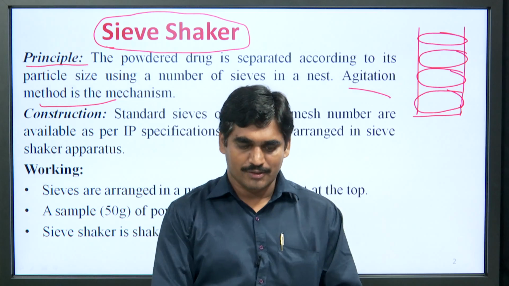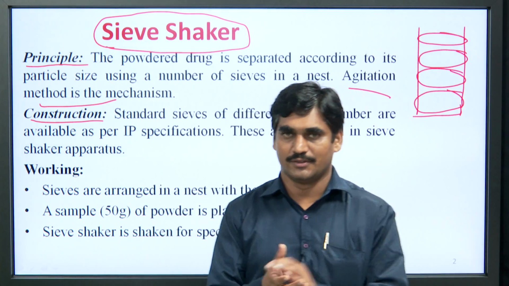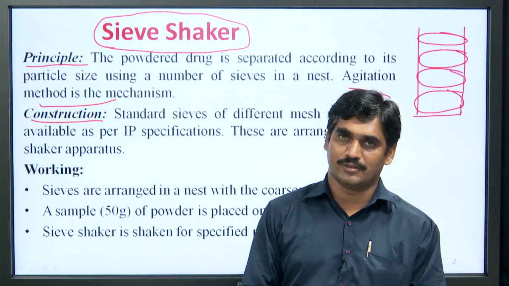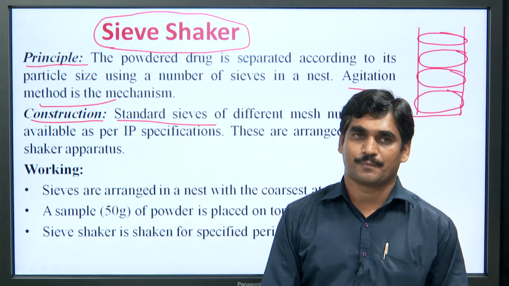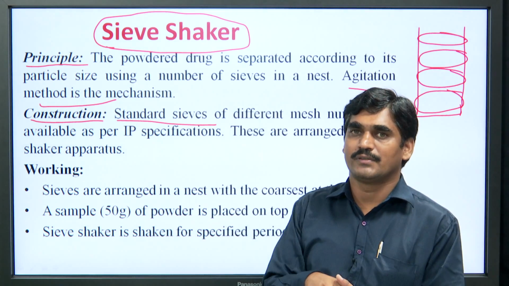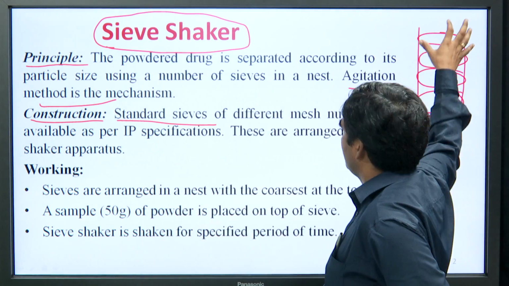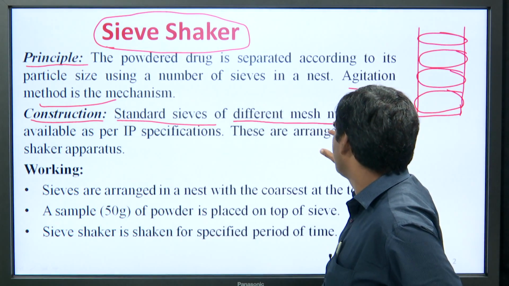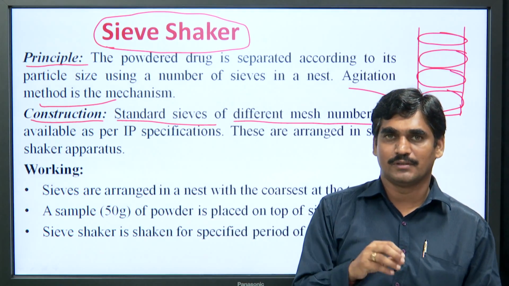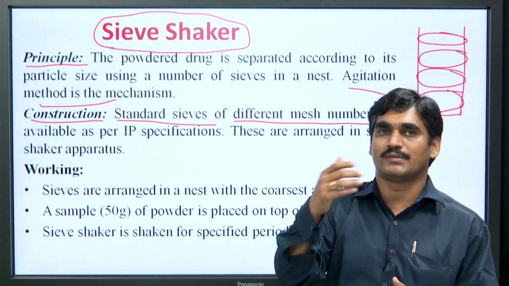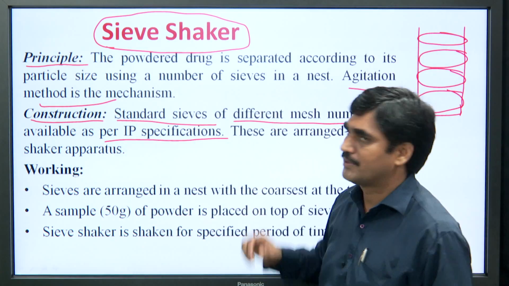So, how is this sieve shaker constructed, or what are the different things used in its construction? In this case we are using three things. One is standard sieves, that means as per official specifications, the different sieves that we are using in a nested form. These standard sieves have different mesh numbers. Mesh number indicates the number of the sieve, that means from it we can also determine the aperture size of sieves as per official specifications.